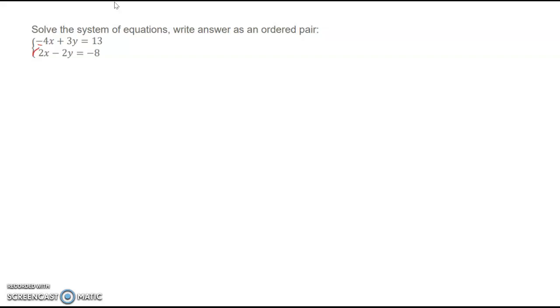If I multiply this whole bottom equation by 2, I'll get 4x, which will make those two cancel out. So that's what I'm going to go ahead and do. So I'm going to write this top equation over here. We get negative 4x plus 3y equals 13. I'm going to multiply this bottom equation by 2, making sure to multiply each term. So I get 4x minus 4y equals a negative 16.